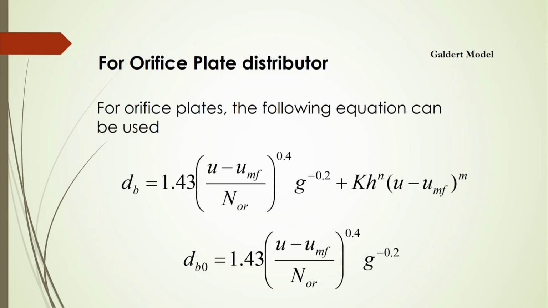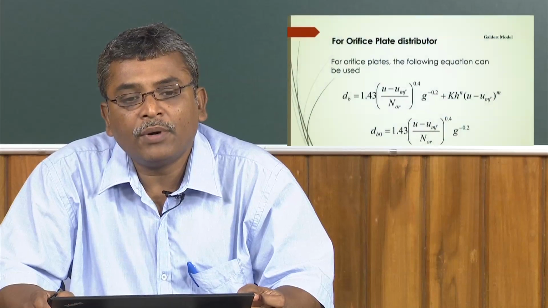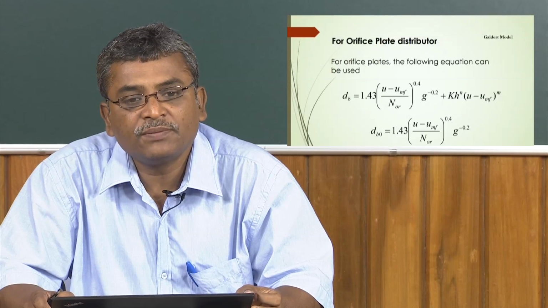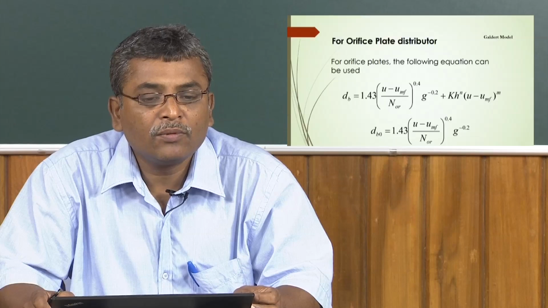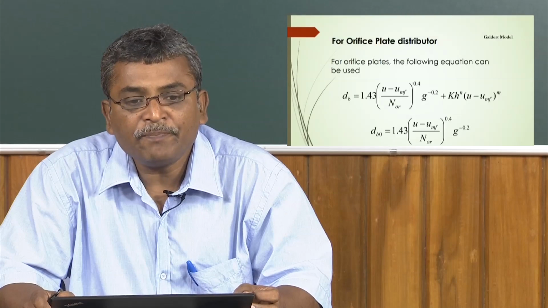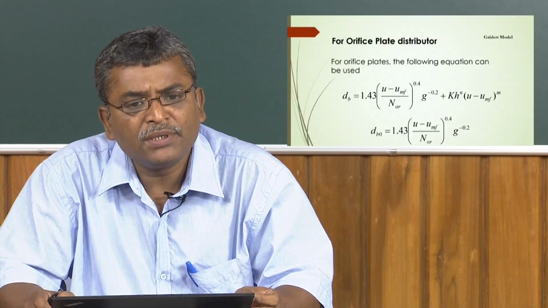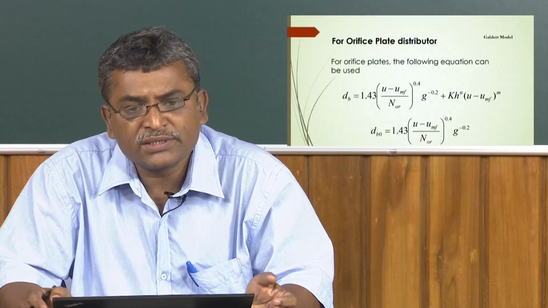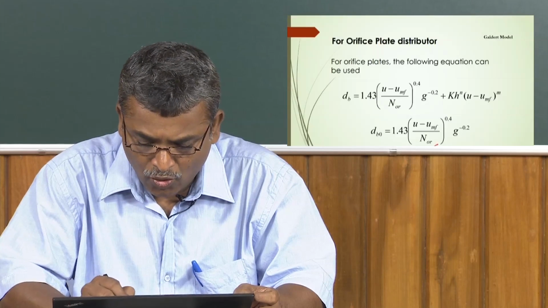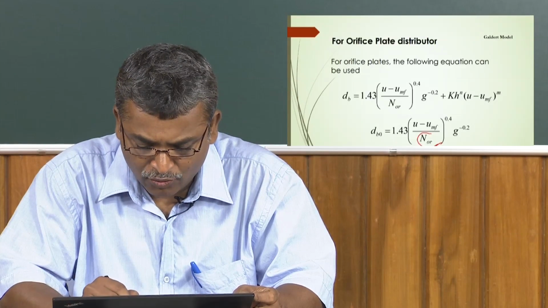So, in that case, if the number of holes increases, you will see the initial bubble diameter will be less, whereas if you increase the gas velocity and fix the orifice plate hole number, then of course there is a possibility of an increase in bubble diameter. So, to get the smaller size bubble diameter from the distributor, you have to increase the orifice hole number there, that is denoted by NOR.